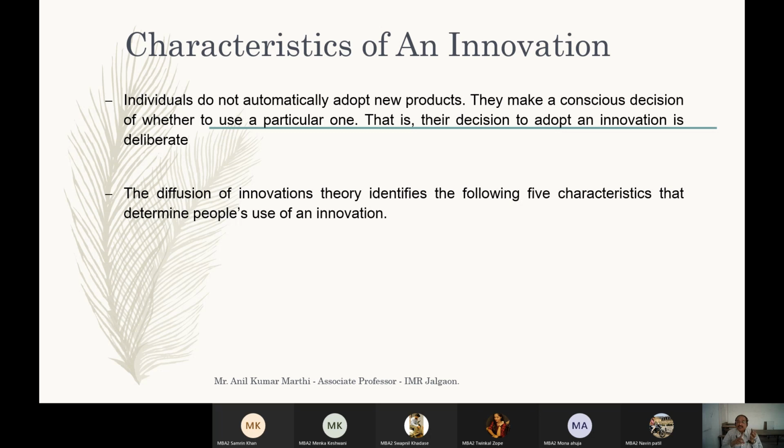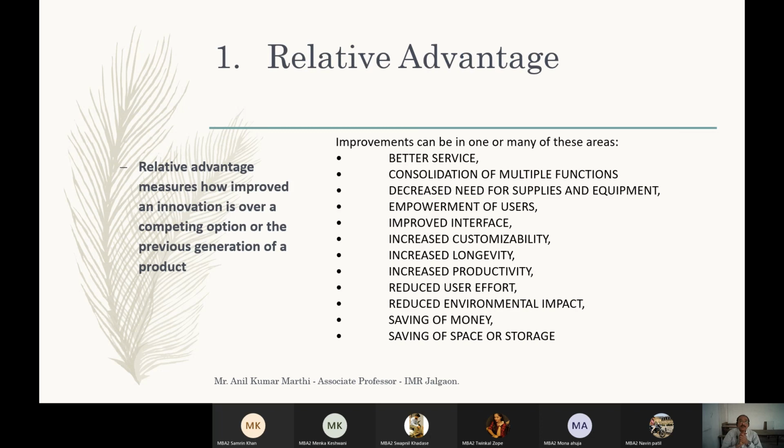So wherein you have early adopters, right, laggards, all these, they come under diffusion of innovation theory. Okay. So it identifies the 5 characteristics that determine people's use of innovation. The first characteristic is relative advantage.